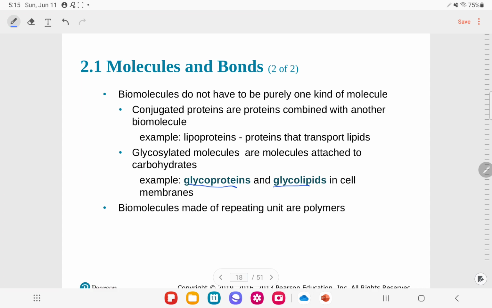But again, we can have lipoproteins, proteins that transport lipids, or proteins that are associated with lipids. They're going to have a lipid component and a protein component. Just like how we have glycoproteins and glycolipids, where a sugar is attached to a protein or a sugar is attached to a lipid. We have these conjugated molecules, okay?